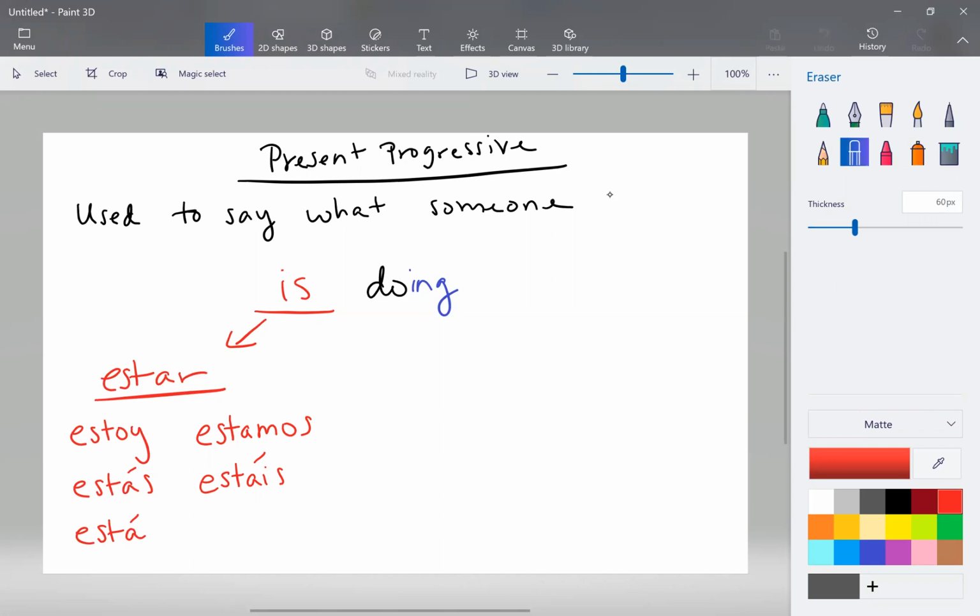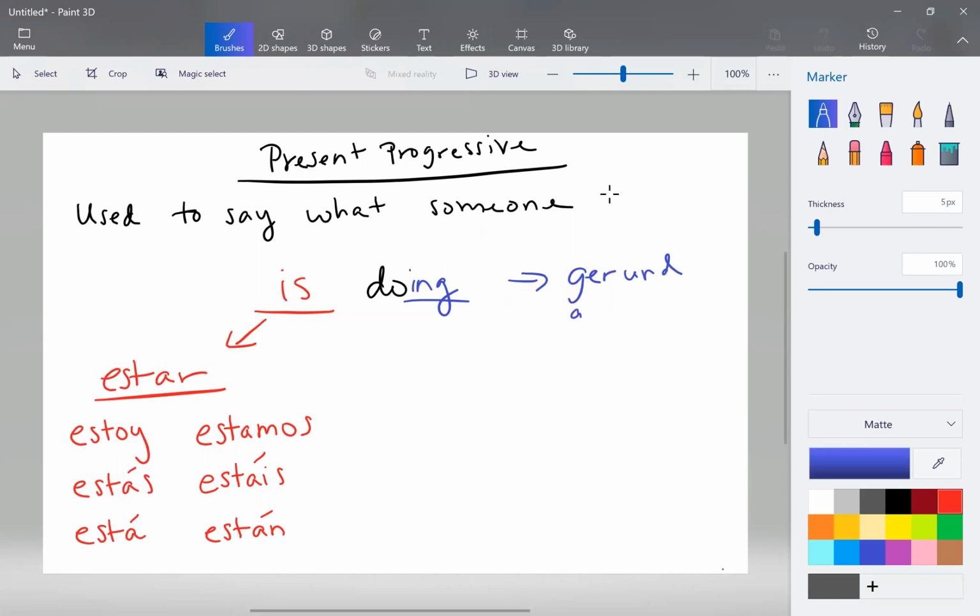And then we also have an ing verb, and we haven't learned how to do those yet. So when a verb ends in ing, it's called a gerund in English, a gerundio in Spanish, and that's just any word that ends in ing. Like action words are called verbs and describing words are called adjectives. These kind of words are called gerunds.